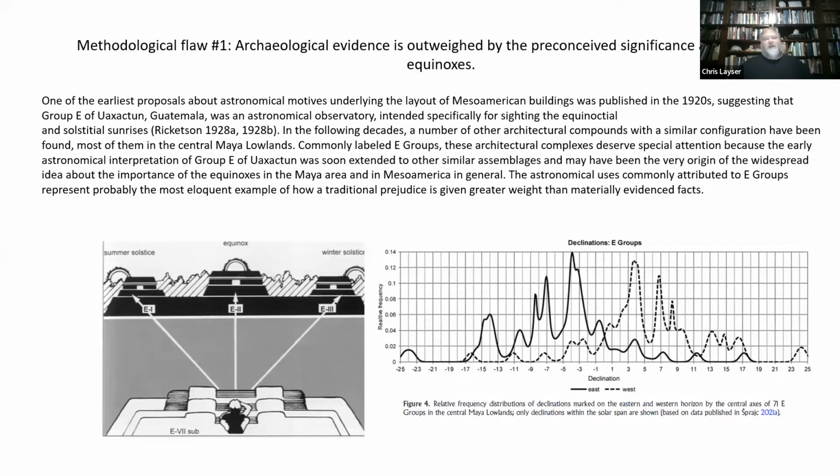So Sprajc talks about five different methodological flaws which people studying Mesoamerica make when they talk about alignments to the equinoxes. And the first one he mentions is the E group at Uaxactun.